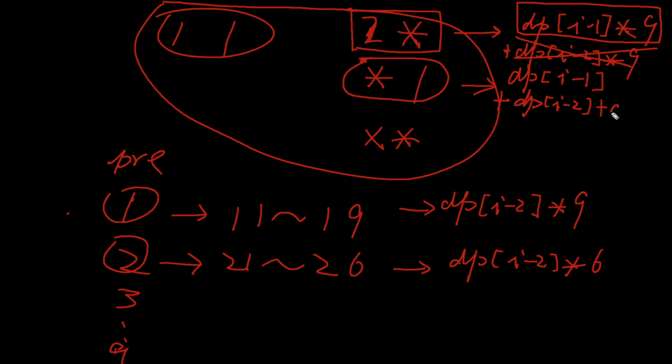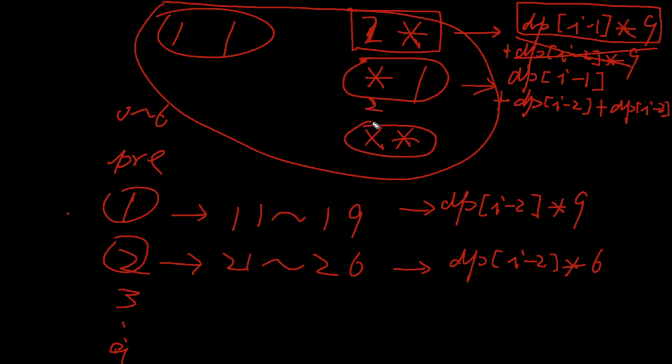And then for the second dp i minus 2, which is the case where this one equals 2, I need to check if the current one is within 0 to 6. If that's the case, we know we can use the 2 to represent 2x with this one, to represent a valid letter.